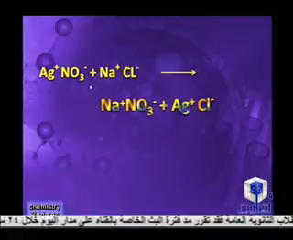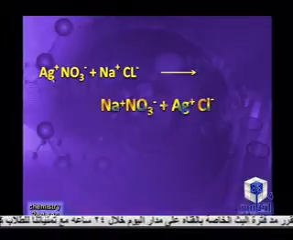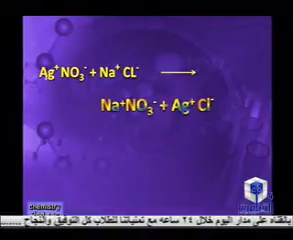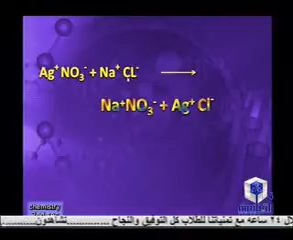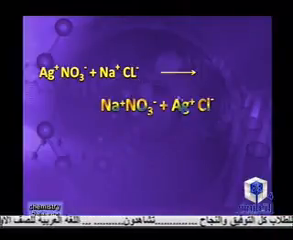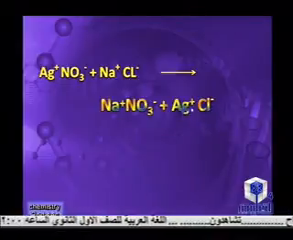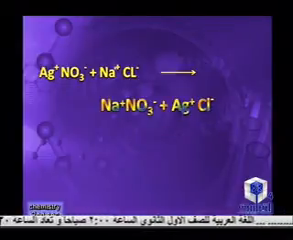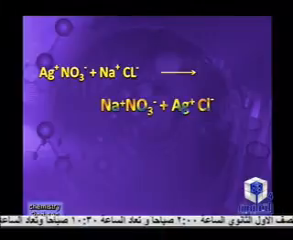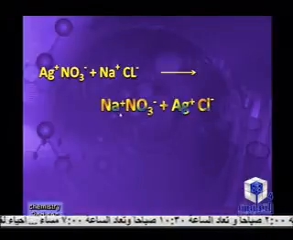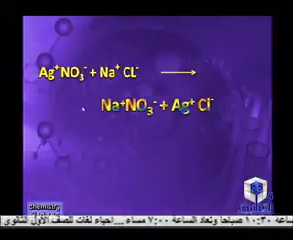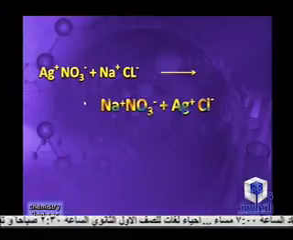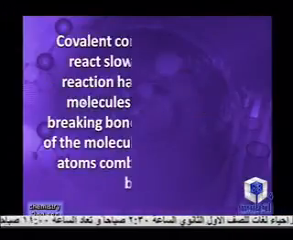When they react with each other, it is easy to exchange the ions: Ag positive with Cl negative to give AgCl, while Na positive reacts with NO3 negative to give NaNO3, and this reaction takes place faster.